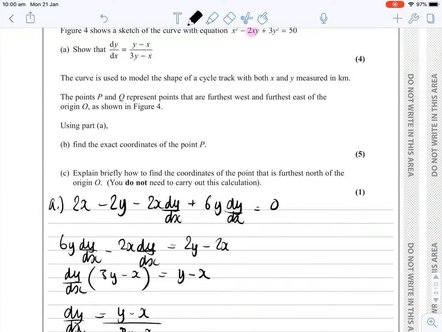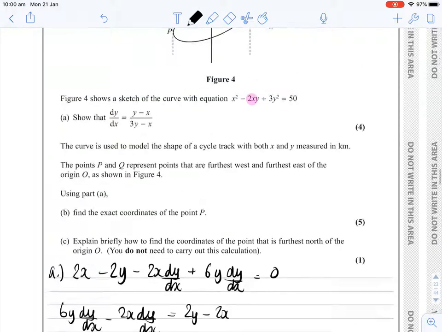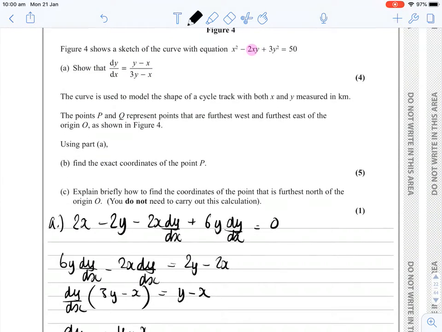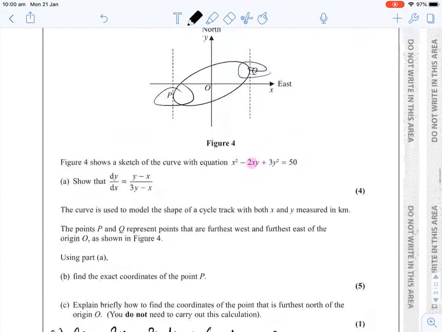The curve is used to model the shape of a cycle track with both x and y measured in kilometres. The points P and Q represent points that are furthest west and furthest east of the origin O as shown in figure 4. P and Q. Using part A, find the exact coordinates of the point P.